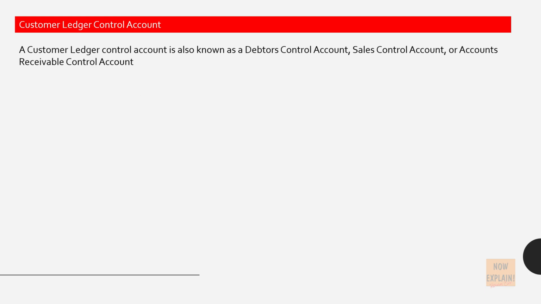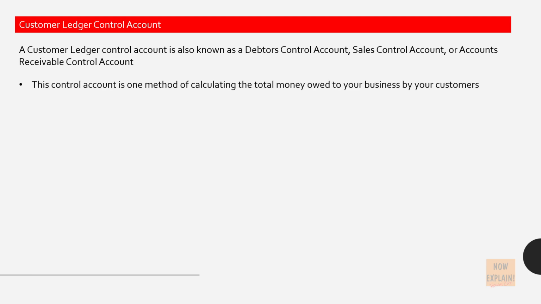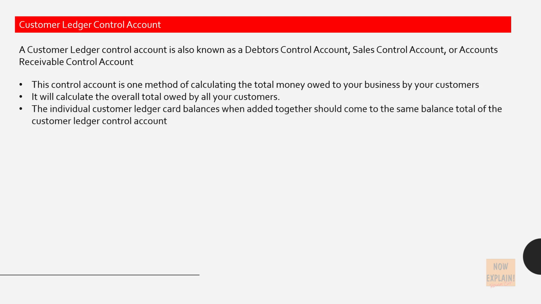A customer ledger control account is also known as a debtors control account, sales control account, or accounts receivable control account. This control account is one method of calculating the total money owed to your business by your customers. It will calculate the overall total owed by all your customers. The individual customer ledger card balances, when added together, should come to the same balance total of the customer ledger control account.